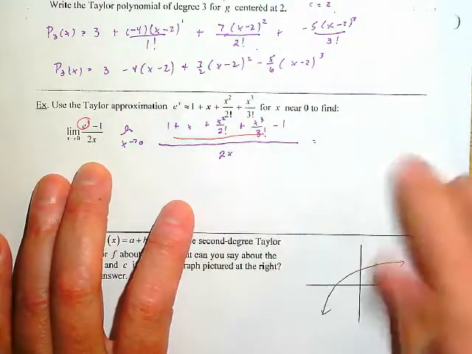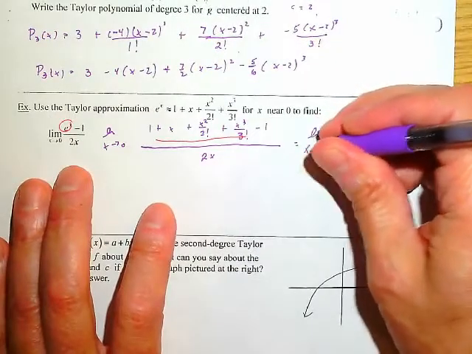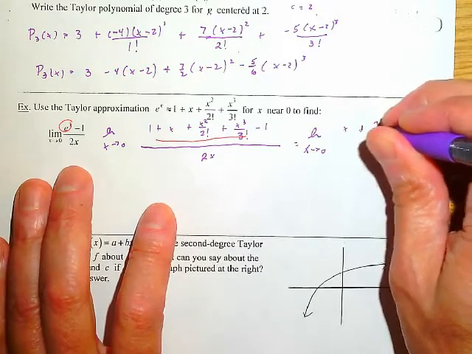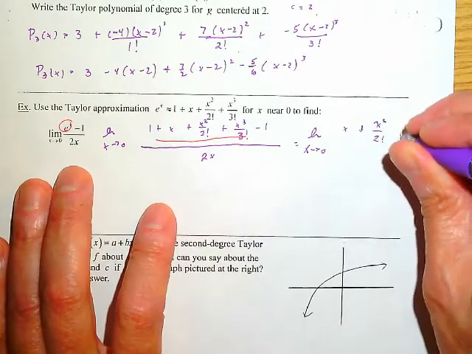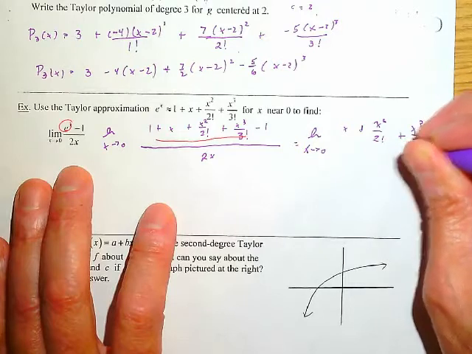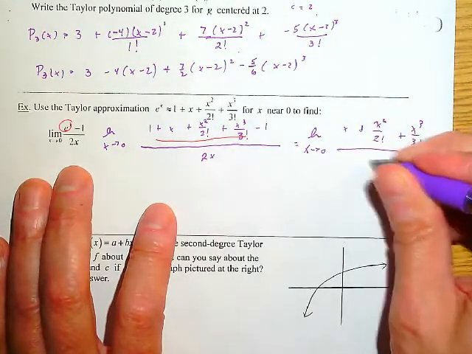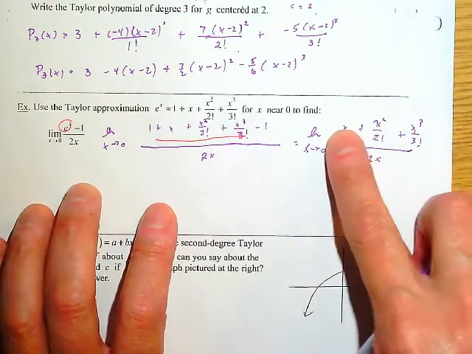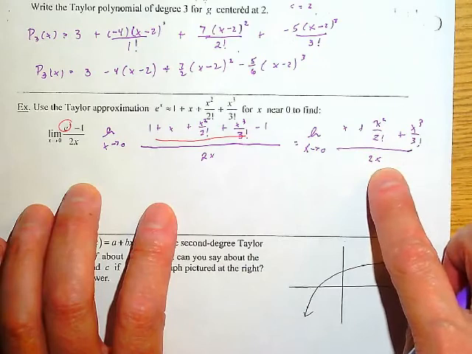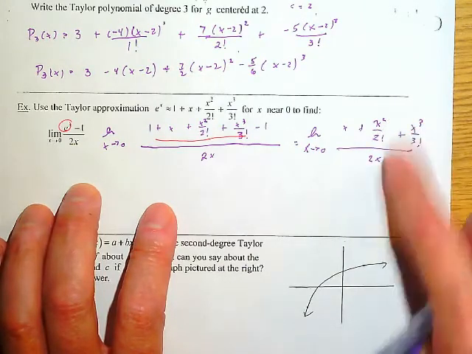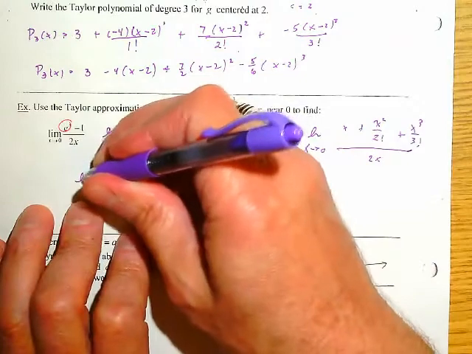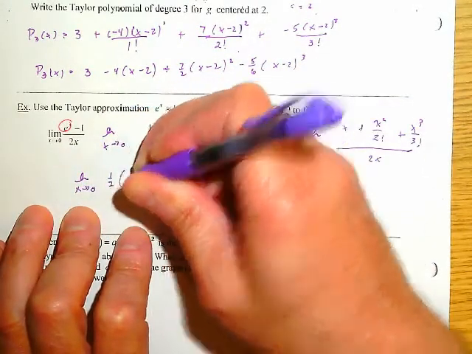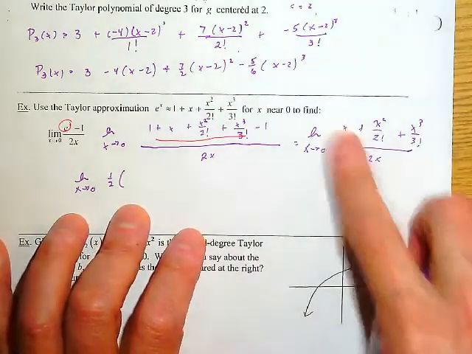Well, that 1 and that minus 1 go away, so that's easy enough. Limit as x approaches 0 of x plus x squared over 2 factorial plus x to the third over 3 factorial, all over 2x. Well, if I divide each of those terms by x, what do you notice? x over x is 1. x squared over x is x over 2, so let's simplify those. In fact, I can bring that 1/2 out and do that later. 1/2, x over x is 1.